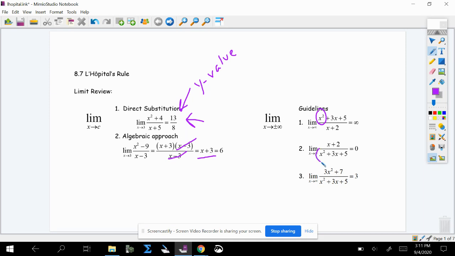If the bottom has a bigger degree, then the bottom is what's getting bigger faster. And if you start dividing by something bigger and bigger and bigger, you're going to get smaller and smaller and smaller and go to 0. And then your last option is that your degrees are exactly the same. In that case, we can say it's growing at the same rate, and that rate will be the leading coefficient ratio. So if we have 3x squared over 1x squared, we get 3. So those are some limit things that you should already be very comfortable with.